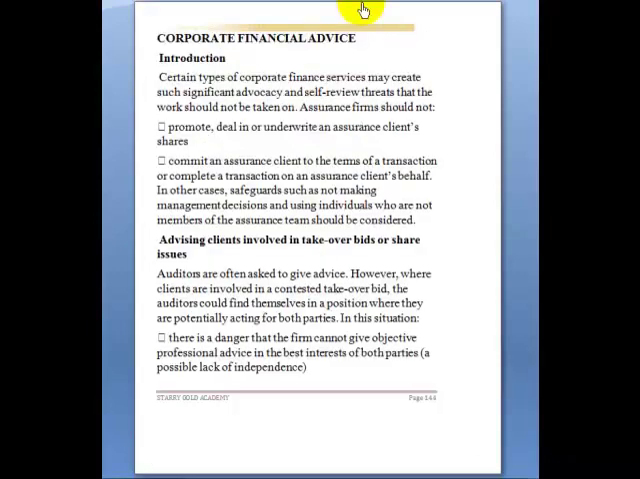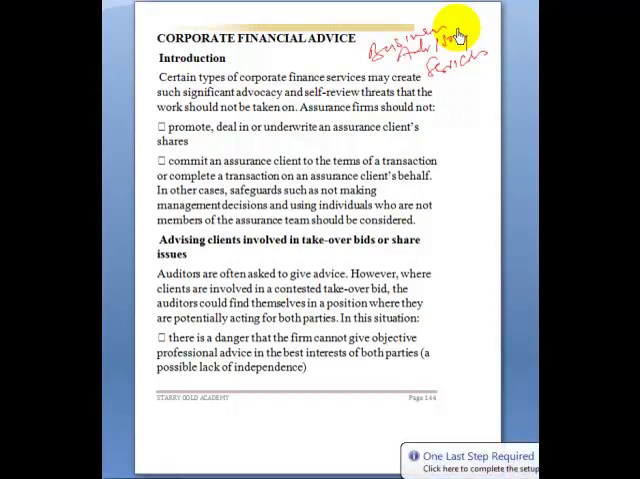Okay. What about the issue of corporate financial advice? I know many auditing firms have units, for example, some of them will call it advisory services, business advisory services. So many of them have departments like that. Certain types of corporate finance services may create such significant advocacy and self-review threats that the work should not be taken on.